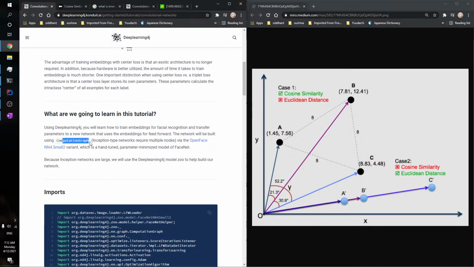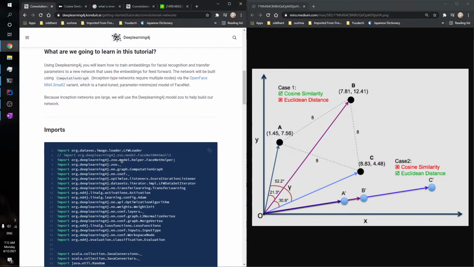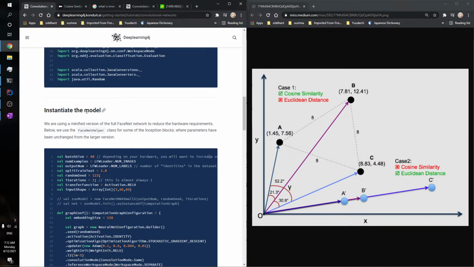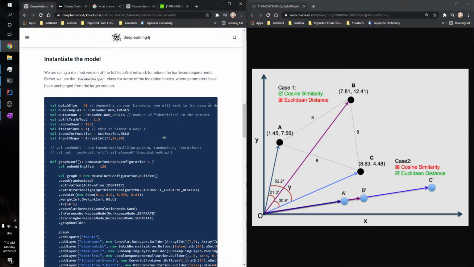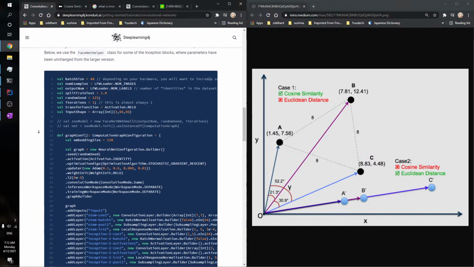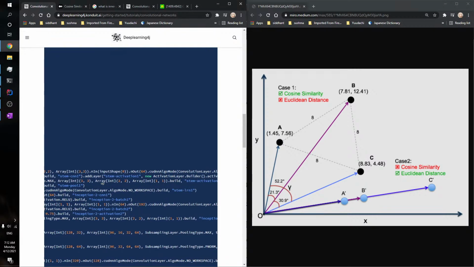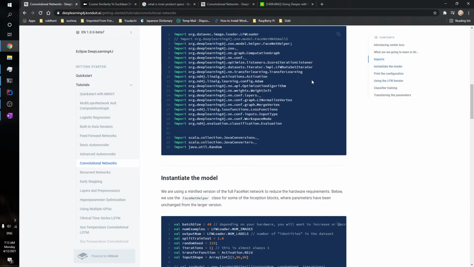We'll be using a computation graph via the OpenFace NN4 small2 variant, which is a hand-tuned parameter minimized model of FaceNet. That is quite the amount of imports. I will let IntelliJ handle those. Alright, so now it goes straight to the stuff here. Let's take a look at what they've done.